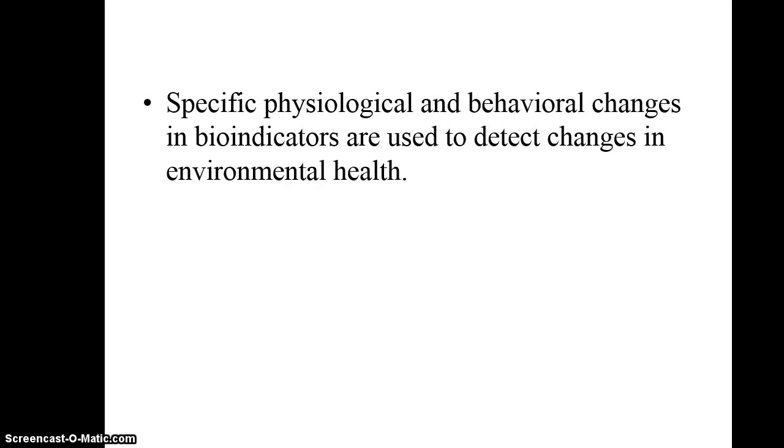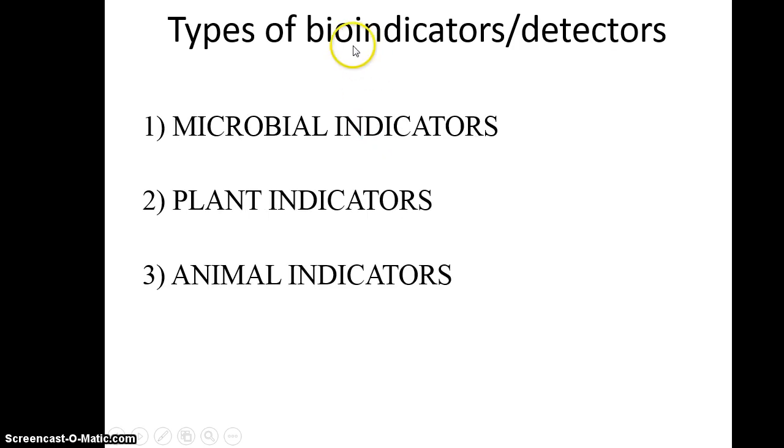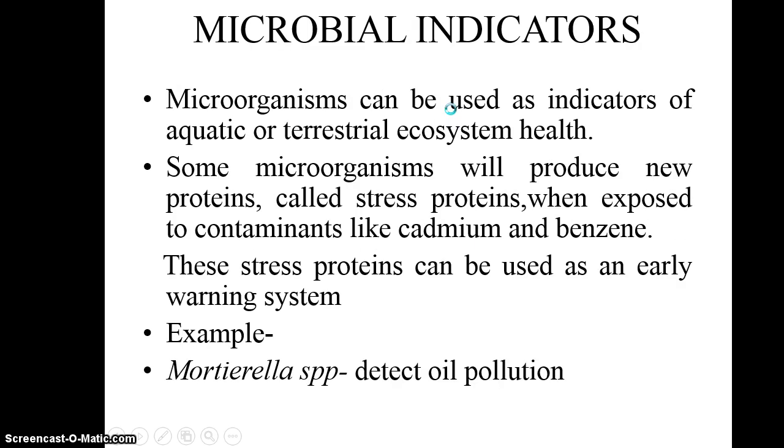And how will you come to know they are bioindicators? They will show some changes in their behavior, and that is used as an indicator or detector. Now, what are the types of organisms that can be used as detectors or bioindicators? Those are microorganisms, plants and animals. We are going to see them one by one with examples.